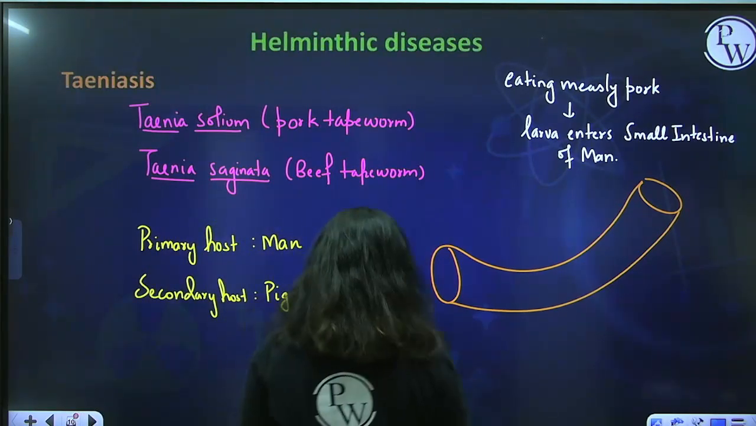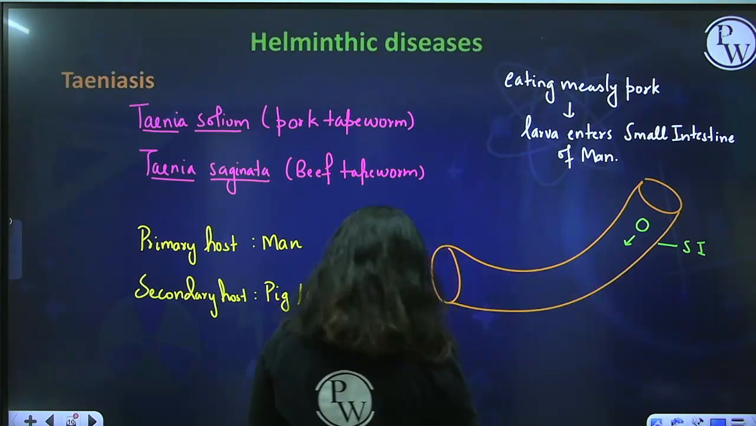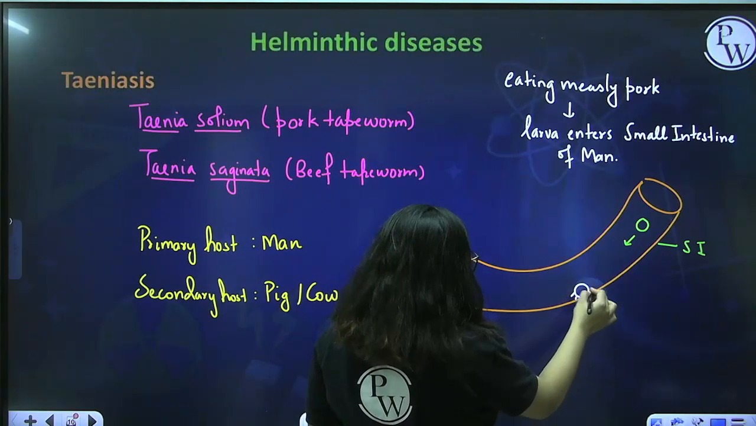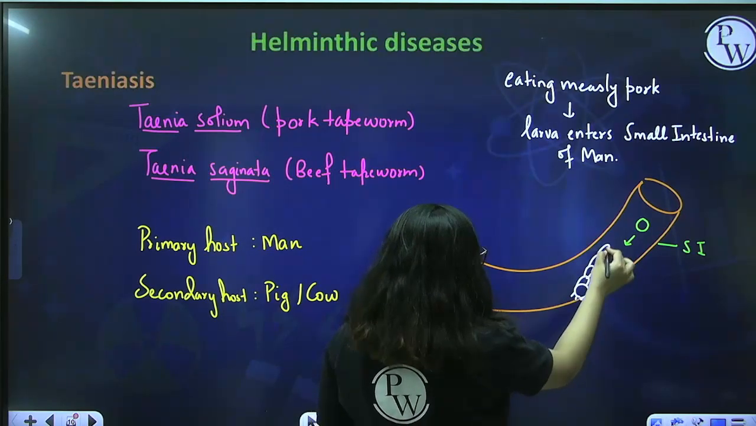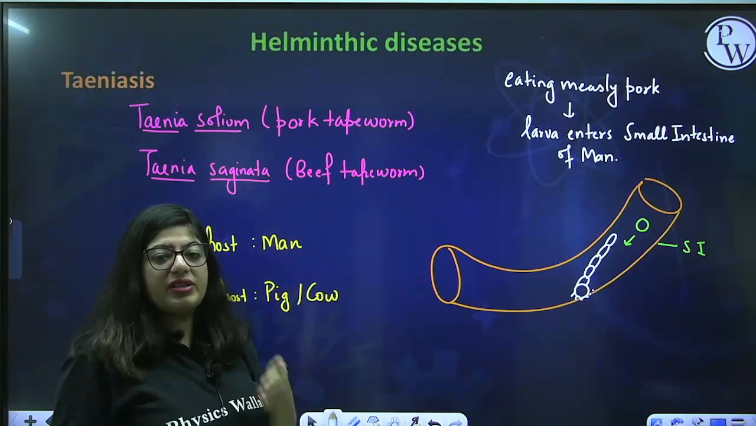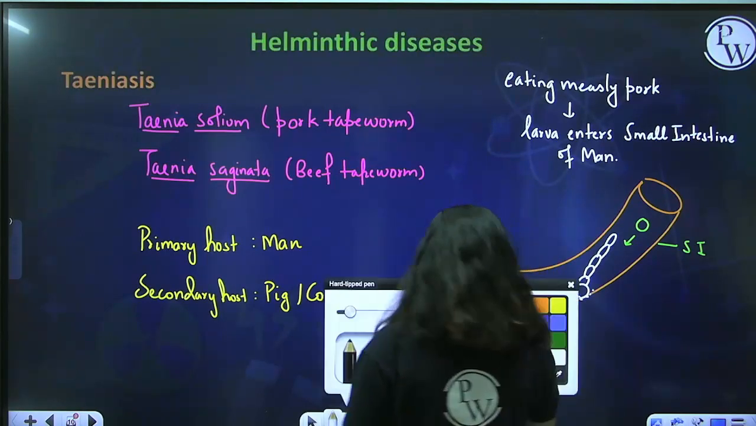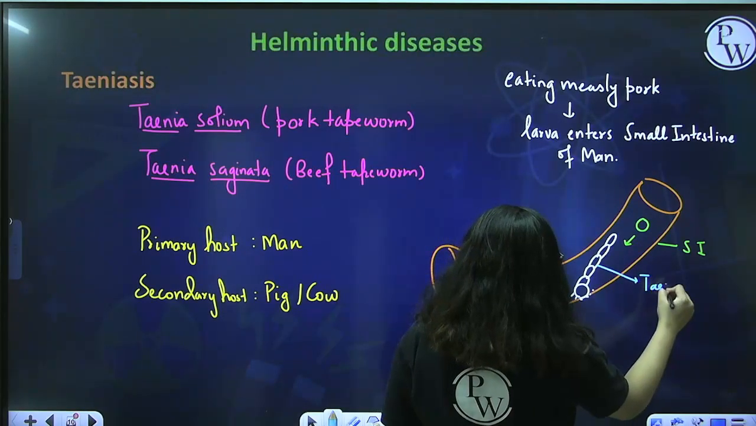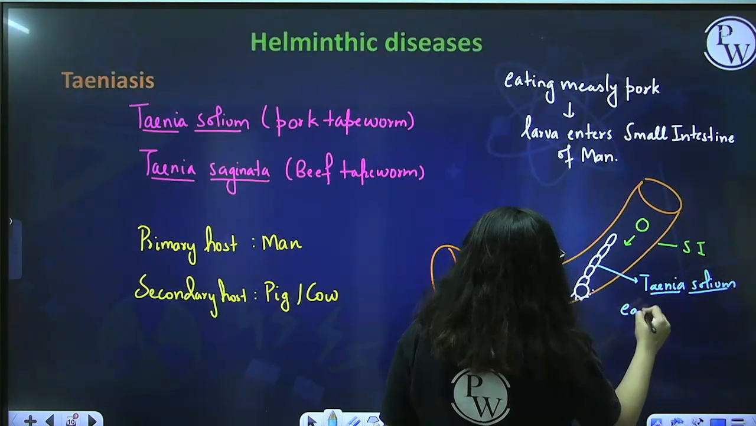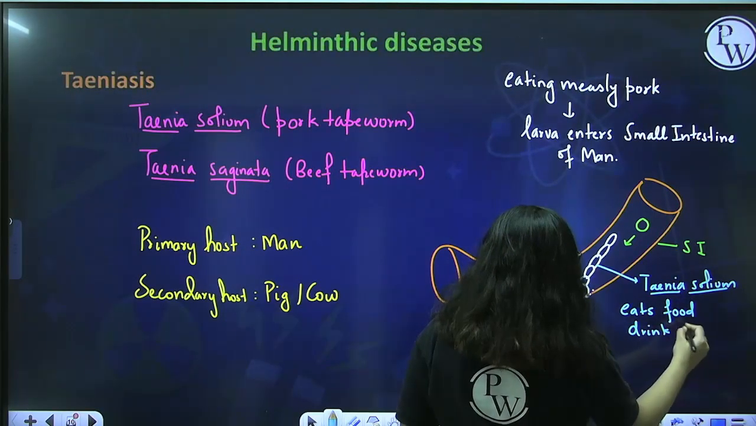So now that larva, imagine this is a larva, the larva enters the small intestine. Larva will get developed and it will become adult. So this is the adult living in the small intestine of human. That's why you call it as taeniasis, because Taenia solium, the adult stage, is present inside the small intestine of the man, right? So this is Taenia solium. Now in the small intestine, what will it do? It will eat food, drink blood, and keep you malnourished.